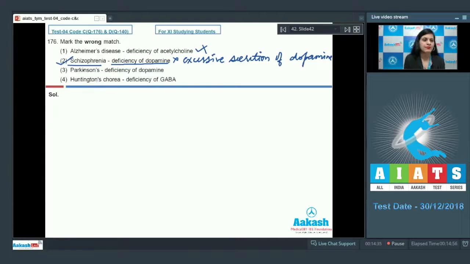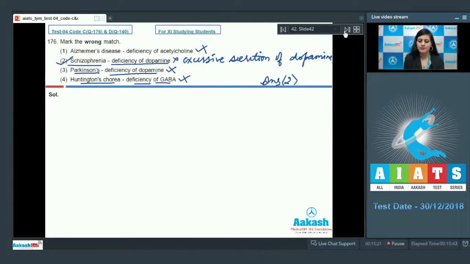The next option given is Parkinson's, and the match given is deficiency of dopamine. As it is a correct match, this is the incorrect option. Symptoms for Parkinson's disease are tremors and shakes in the limbs, which involves voluntary movements. The next option given is Huntington's chorea, and the match given is deficiency of GABA. As it is also a correct match, this is an incorrect option. So the correct answer to this question is option number 2.